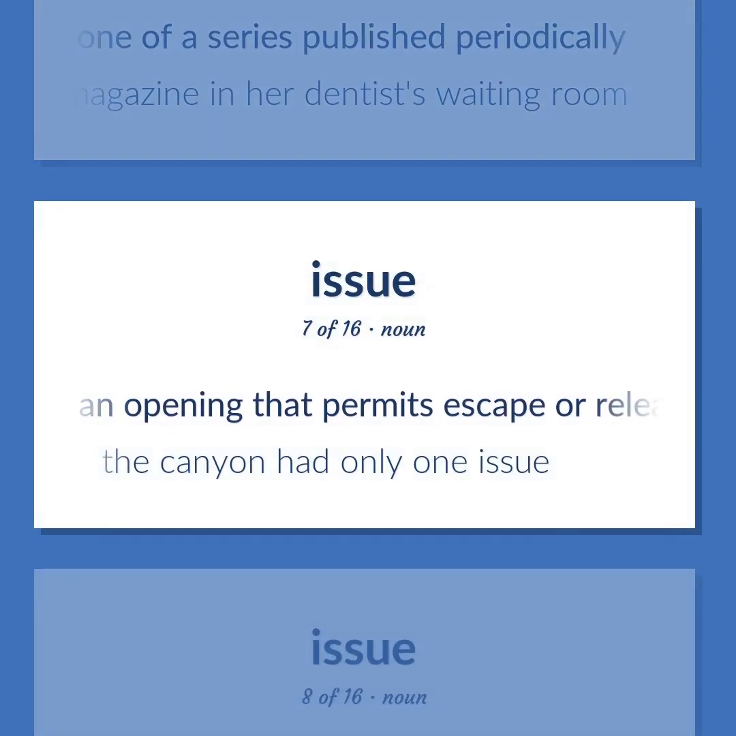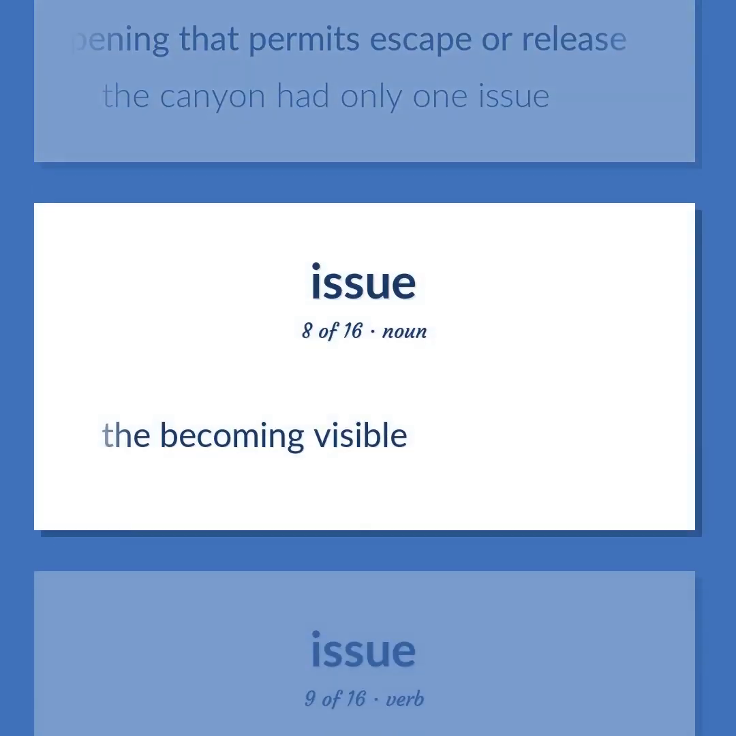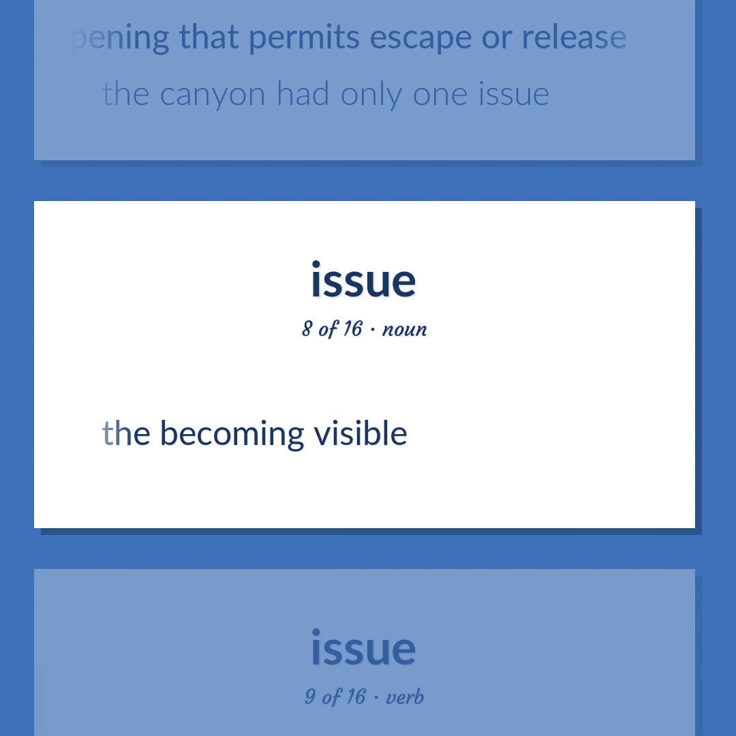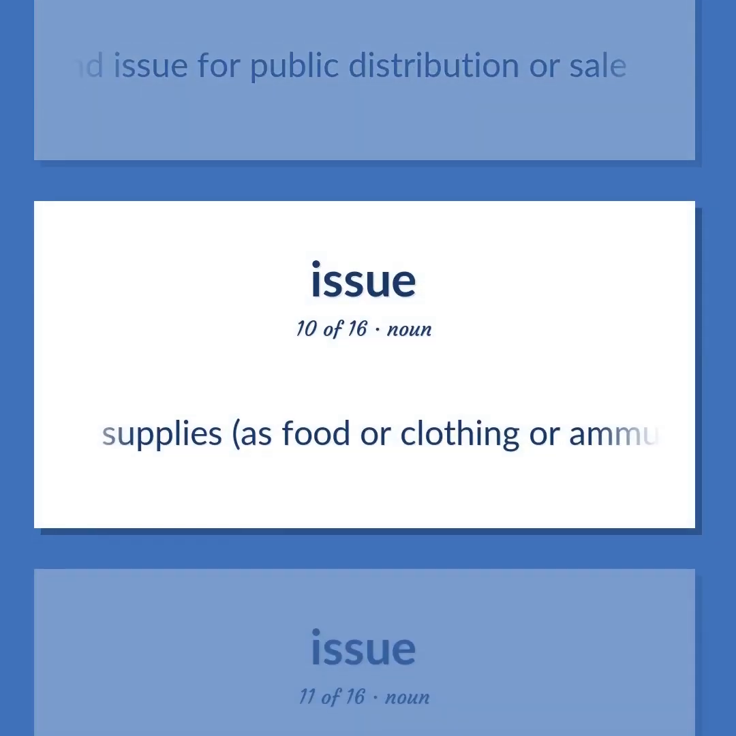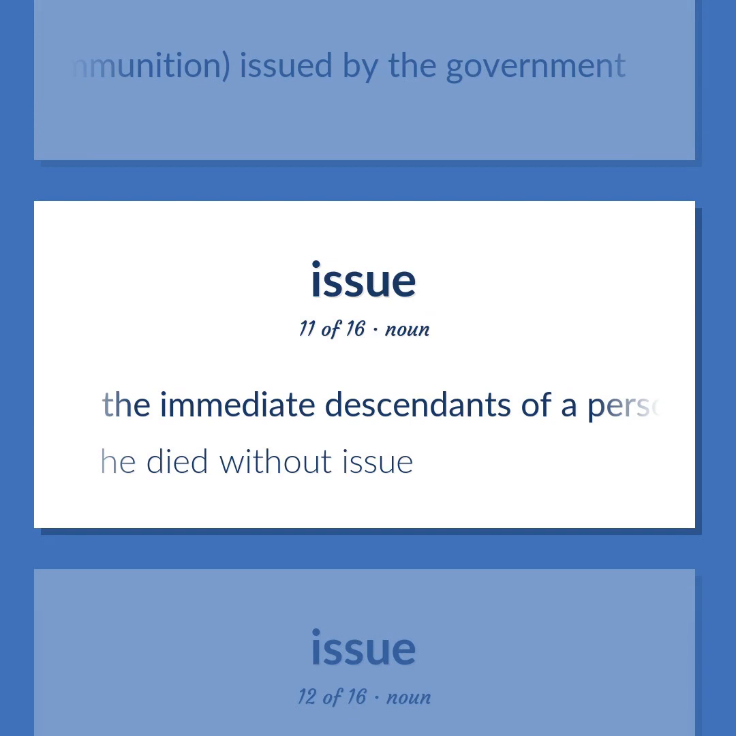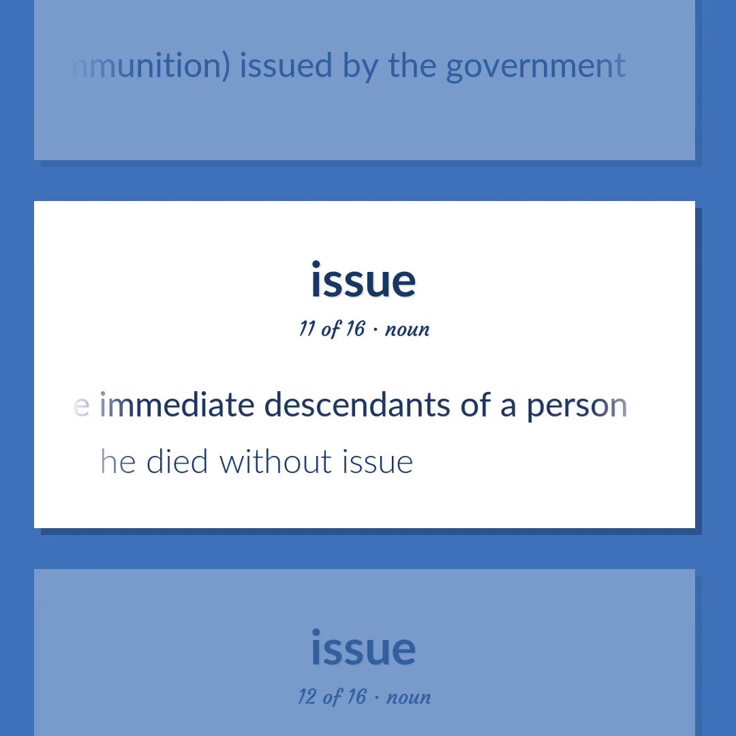An opening that permits escape or release. The canyon had only one issue. The becoming visible. Prepare an issue for public distribution or sale. Supplies, as food or clothing or ammunition, issued by the government. The immediate descendants of a person. He died without issue.